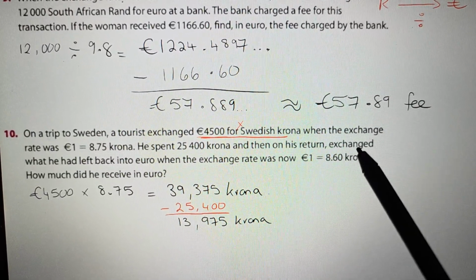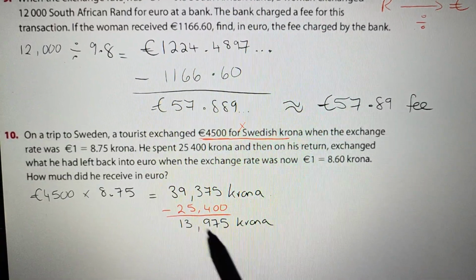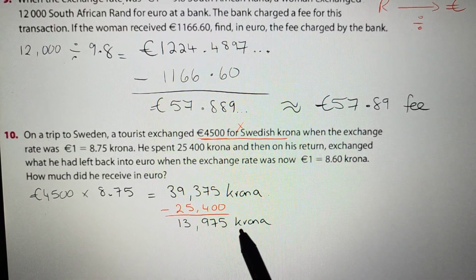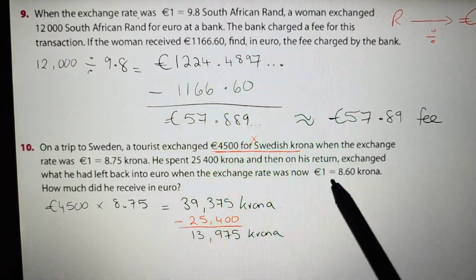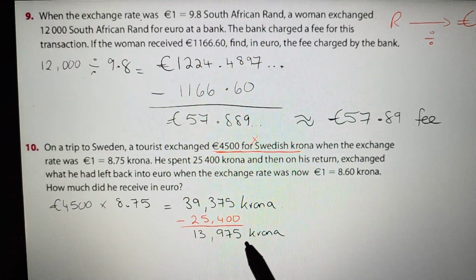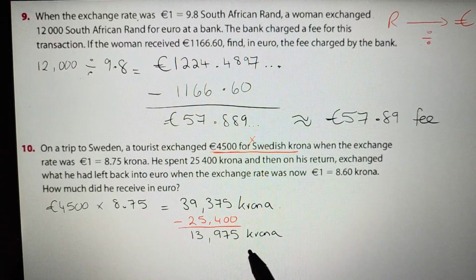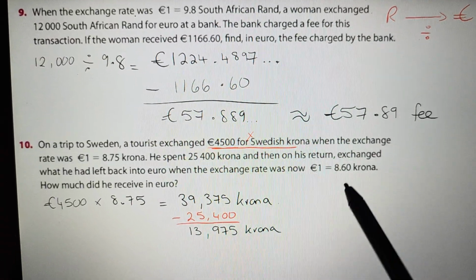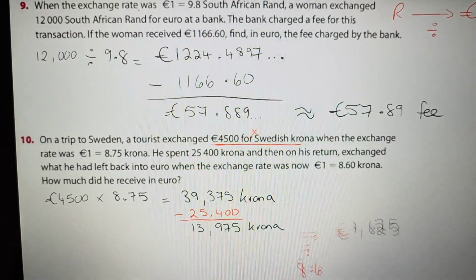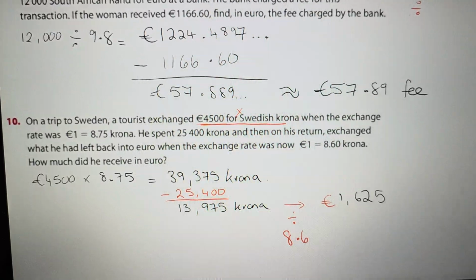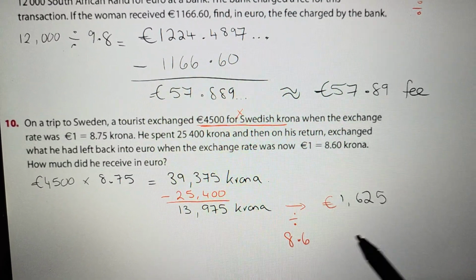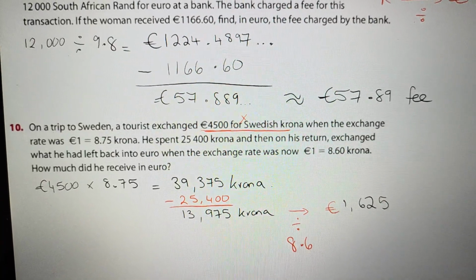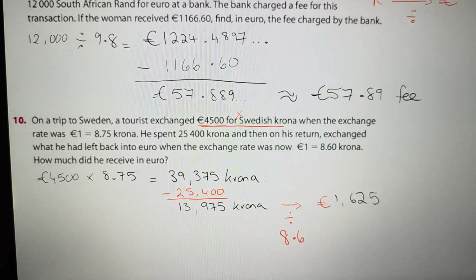So when he gets back to Ireland, he exchanged what he had left. So he's going to change that back into euro. But now the exchange rate has changed because it changes every single day. This is now the exchange rate. So if I want to convert krona into euro, that's foreign currency back into euro, I have to divide by that exchange rate. So I'll divide it by 8.6 and I will get back 1,625 euro. So that's how much he ended up receiving in euro. And there's no commission in the question.